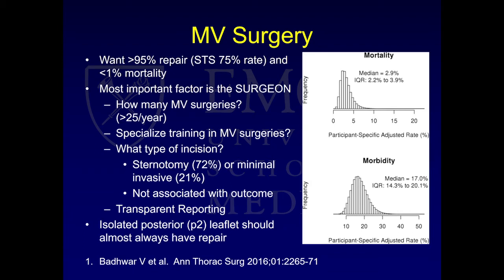Similarly, morbidity was high at 17%, and the overall repair rate was only 75%. So by and large, your average center is not going to be able to achieve the repairs that you think you're going to have. Now, this is, again, somewhat administrative observational reporting data.